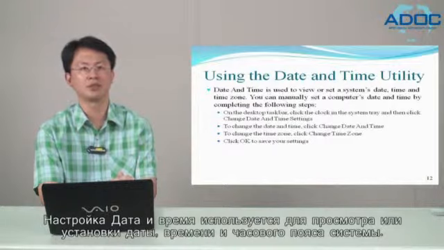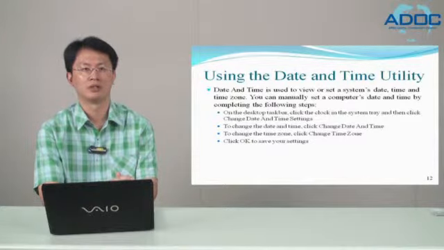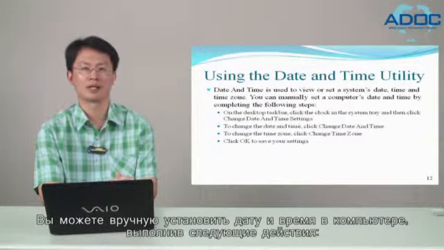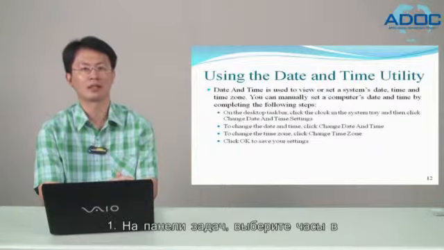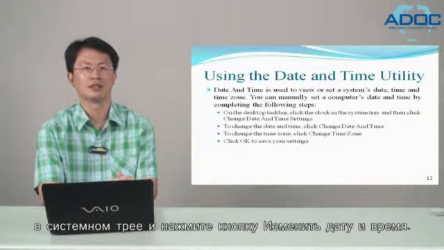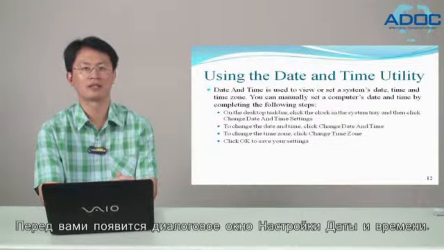Date and time is used to view or set the system's date and time zone. You can manually set the computer's date and time by completing the following steps. First, on the desktop taskbar, click the clock in the system tray and then click Change Date and Time Settings. This displays the Date and Time Settings dialog box.